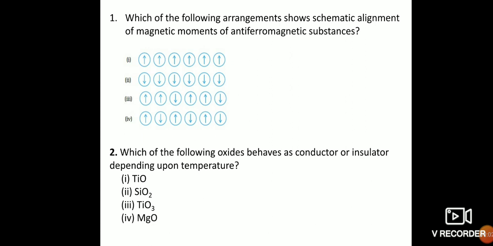The next question: which of the following oxides behave as conductors or insulators depending upon the temperature? First option is titanium oxide, second is silicon dioxide, third is titanium dioxide, fourth is magnesium oxide. Right option is third, titanium trioxide.